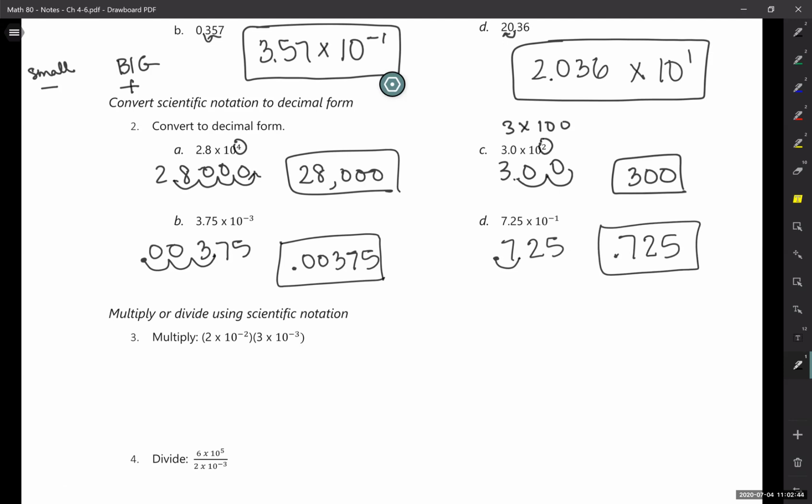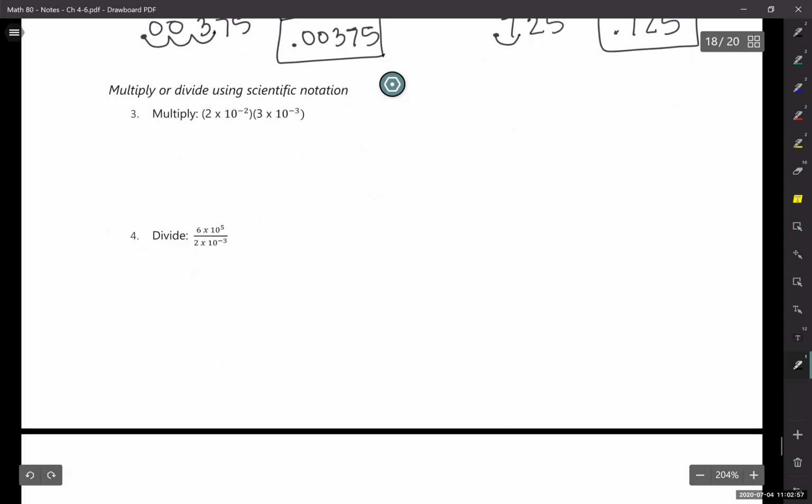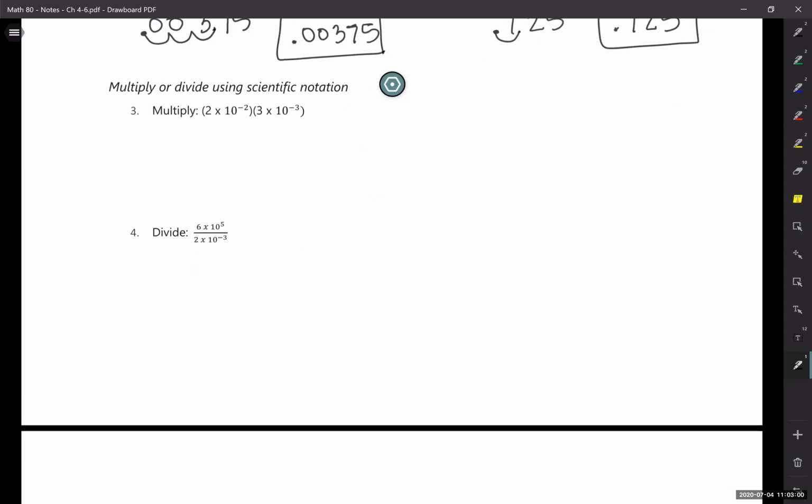The first 2 problems are just about practicing writing our numbers in scientific or decimal form, and it's just about moving the decimals. Now for part 3 and 4, we are multiplying or dividing, one of each, using scientific notation. And so we can multiply or divide these problems, and when we have this multiplication, we can do this by grouping the numbers together. So we have 2 times 3.